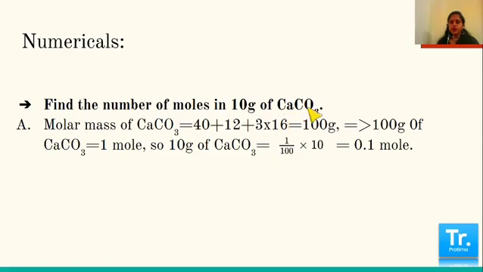So, we all know calcium carbonate's molecular mass, that is the molar mass. That means 1 mole of calcium carbonate would weigh how much? Calcium 40, carbon 12, oxygen 3 into 16, and it is 100 gram. So, it implies that 100 gram of calcium carbonate means 1 mole. So, 10 gram of calcium carbonate means 0.1 mole.